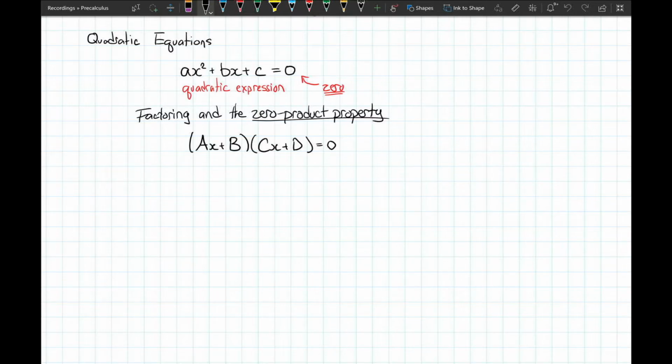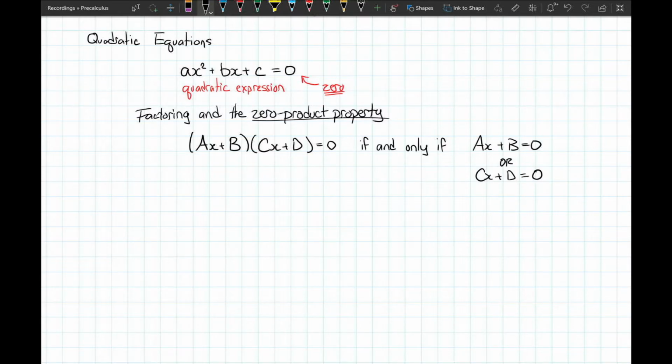Now, the only way that you can have real valued expressions multiply together to equal 0 is if at least one factor is equal to 0. This is a major property of real numbers. There's just no way to multiply more than one real number together and get 0 without having one of those factors equal to 0. So the zero product property says (ax + b)(cx + d) = 0 if and only if one of the factors equals 0.